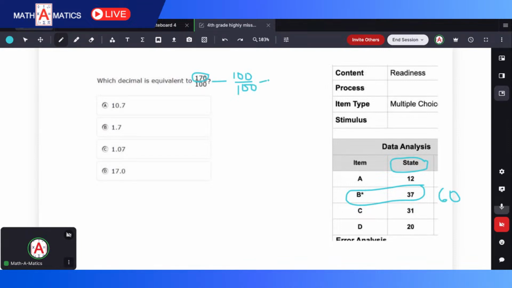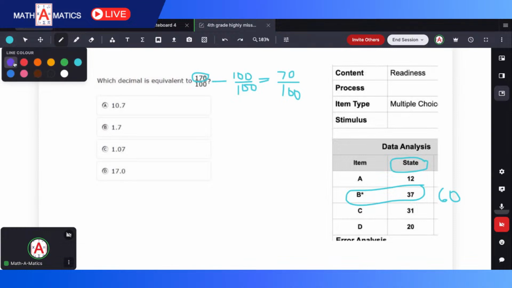Because we know that's a hole right there. And we're left with 70 over 100. So we know, and I'm going to make that, let's go with purple, that this here became a hole. I'm going to say it one more time.